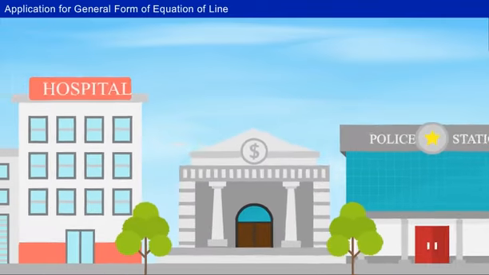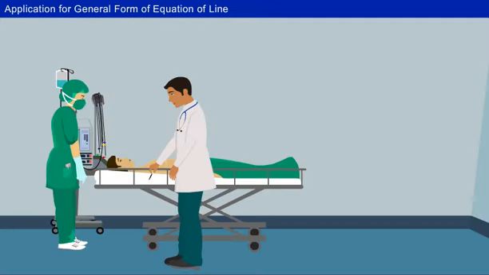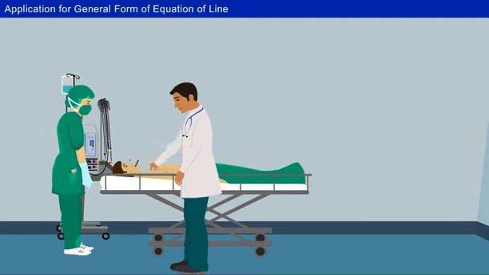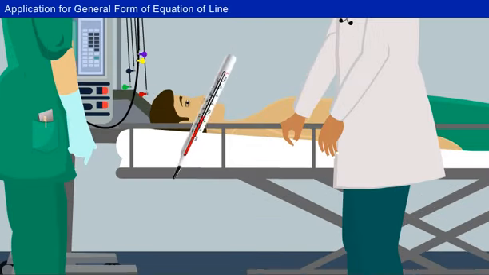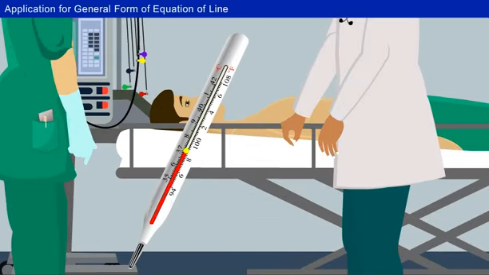Now, let us review an application for general form of equation of line. A doctor measures the temperature of a patient's body who has fever. The actual body temperature is 37 degrees Celsius. However, the body heat may vary when a person is sick.